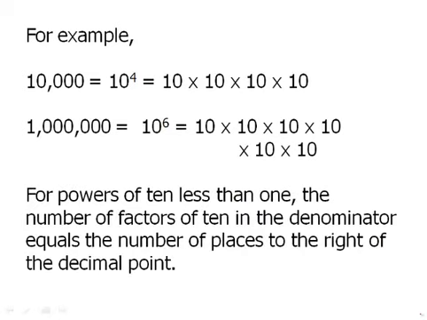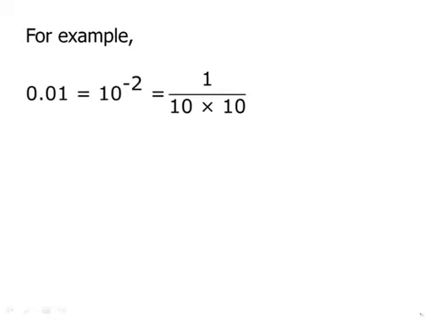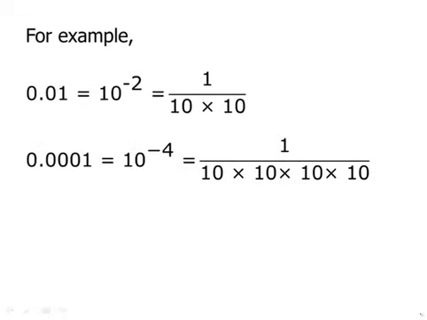For powers of 10 less than 1, it gets a little trickier. The number of factors of 10 in the denominator equals the number of places to the right of the decimal point. So for these, we're no longer counting number of zeros, we're counting places to the right of the decimal point. So for example, 0.01 is 1/100th. That has 2 decimal places to the right of the decimal point, so that's 10 to the negative 2, or 1 over 10 times 10. 0.0001 is 1/10,000th. That has 4 decimal places, so that's 10 to the negative 4th, or 1 over 4 factors of 10.